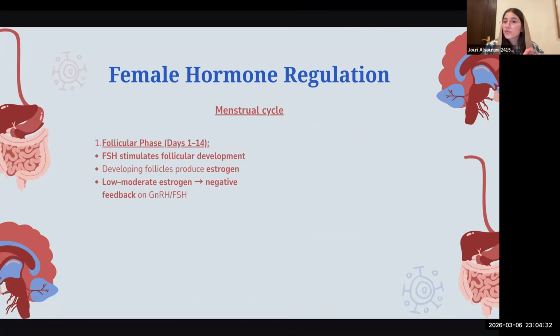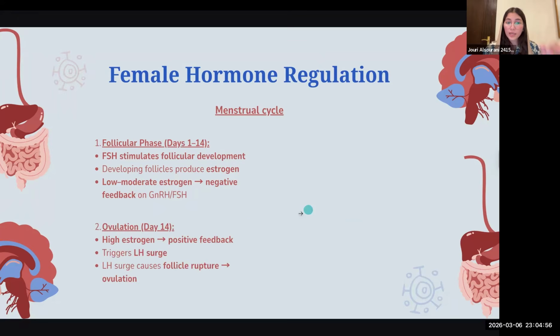Here, we have the development of the follicles. We said follicular development happens by FSH. So now we have FSH acting, and it's stimulating the development of follicles. These follicles, as they're developing, are producing estrogen, okay? And this estrogen, as it's being produced, is going to have a negative feedback on GnRH and FSH. So it's going to inhibit the release of these hormones, okay? Next, we have ovulation, happening at day 14. Here, we have now reached a high level of estrogen, and we're going to have a positive feedback.